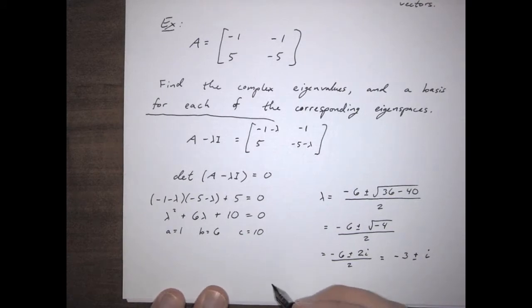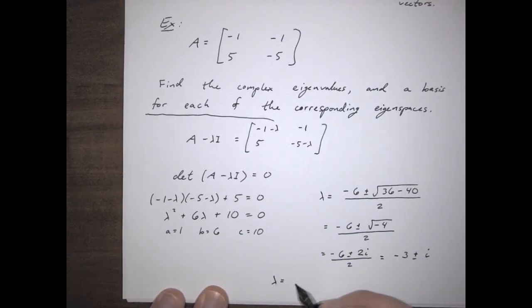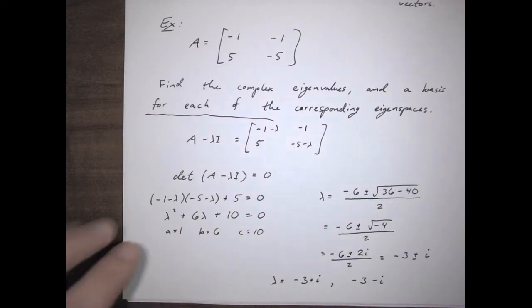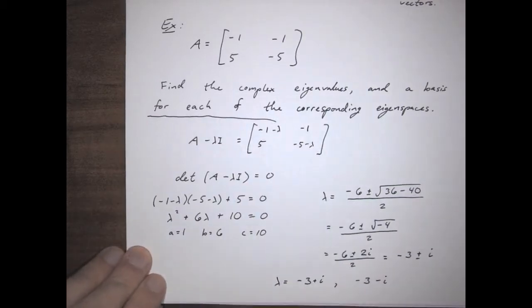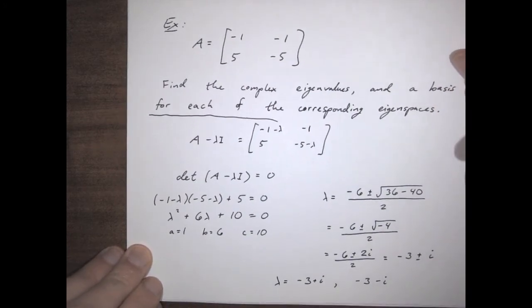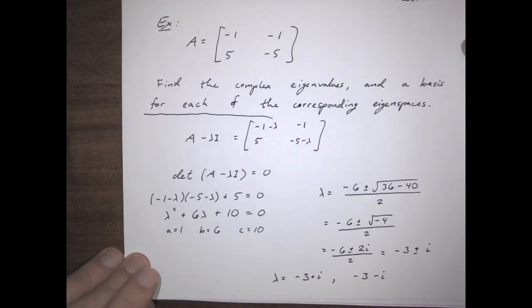So what we have are two eigenvalues. One is negative 3 plus i. The other is negative 3 minus i. Whenever you have complex eigenvalues, they will come in what are called conjugate pairs. And the difference between them is just that where one has a plus, one has a minus. That's the meaning of the word conjugate in math. So complex solutions will always come in conjugate pairs.